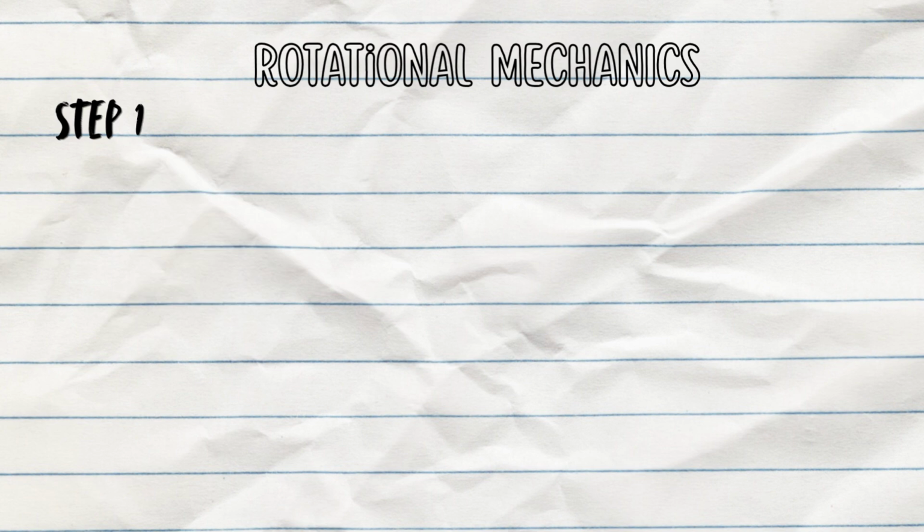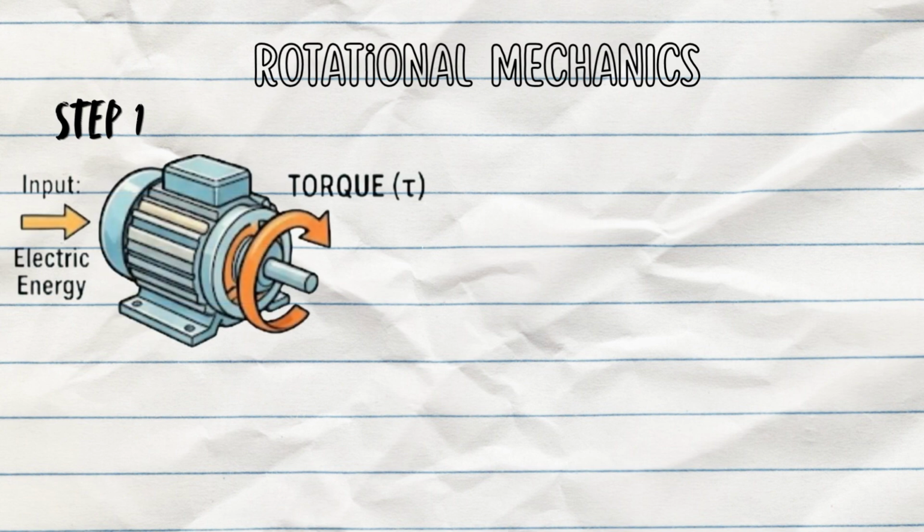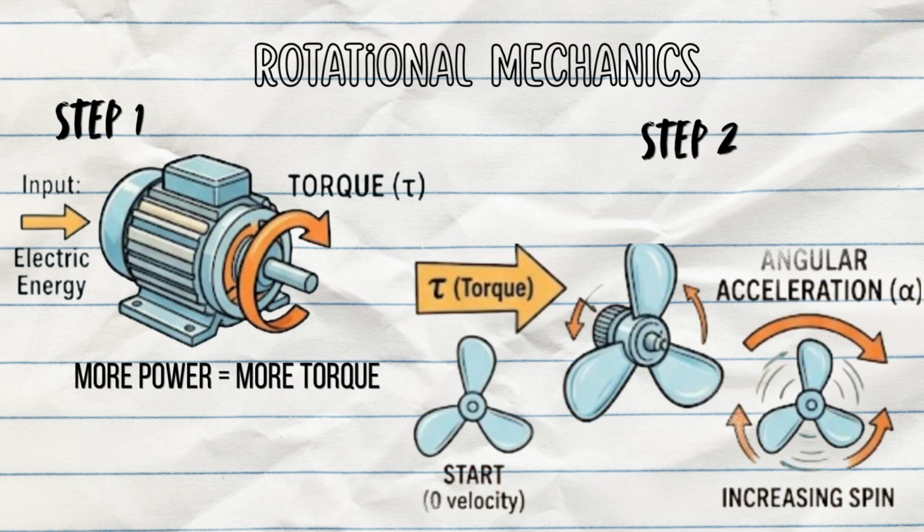First, looking at section 1, the process starts with the electric motor. When electrical energy enters the motor, it produces torque. Torque is simply the turning force that causes an object to rotate around a fixed axis. More power means more torque. Next, in section 2, when this torque is applied to the fan blades, it creates angular acceleration, which is alpha. This causes the blade to accelerate from rest and start spinning faster and faster.